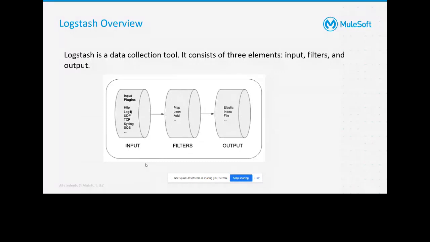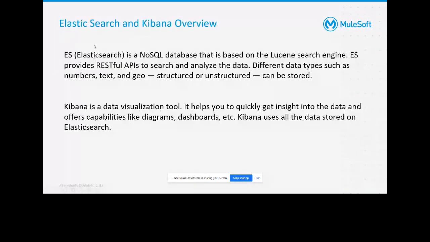Elasticsearch is the database. We will store the data in the database. That can be text, number, geographical, structured, non-structured. It can be in any form. So that we will store in Elasticsearch. Elasticsearch is a NoSQL database. We are just saving the data here.